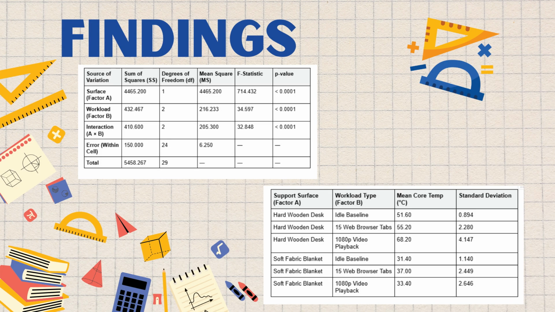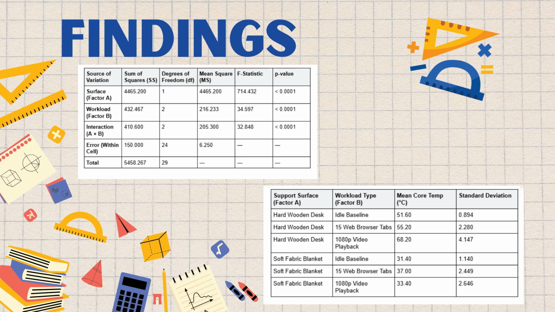Thanks, Clyde. After verifying our residuals for normality and constant variance, we ran a two-way ANOVA at a 0.05 level of significance. The results were statistically significant across the board, but the empirical data looked completely backward at first glance. On the hard wooden desk, temperature scaled exactly as expected. As the workload increased, the temperature rose, peaking at 68.20 degrees Celsius during 1080p video playback. However, on the soft fabric blanket, the maximum temperature across all tests never exceeded 37 degrees Celsius.